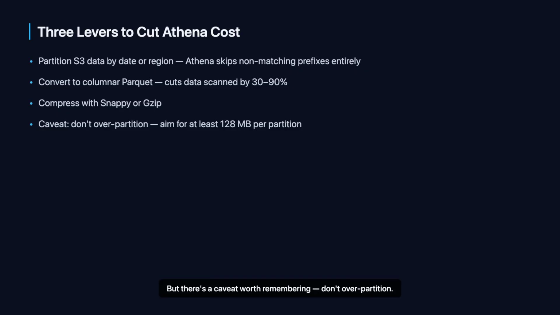But there's a caveat worth remembering: don't over-partition. If you split into thousands of tiny partitions, Athena's work just to list them becomes the bottleneck. A good rule of thumb is at least 128 megabytes of data per partition.